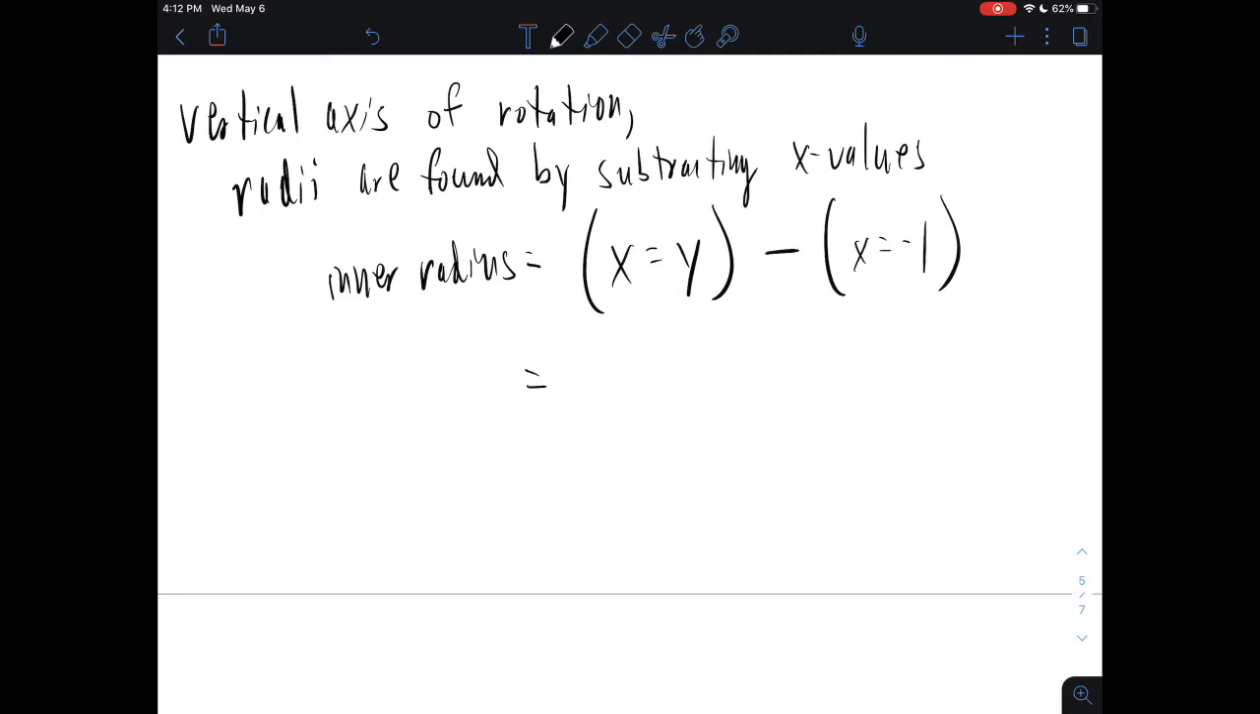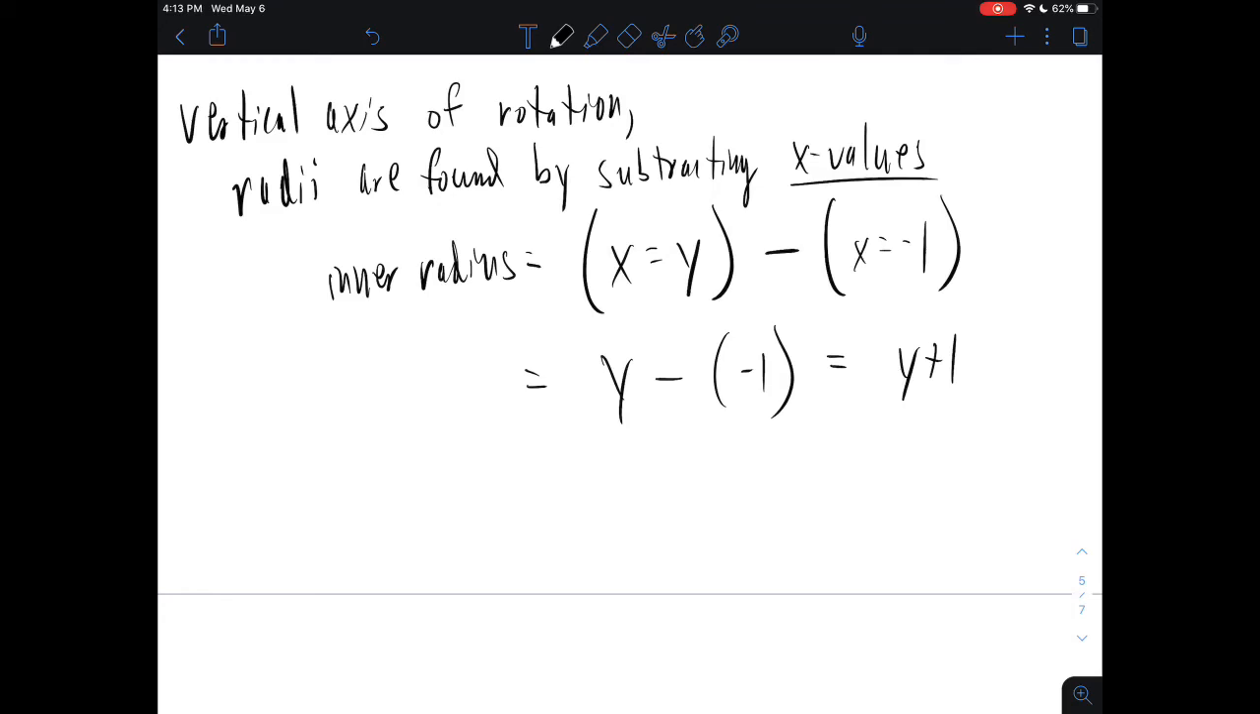So this gives me y minus -1, which is just the same thing as y plus 1. So see how logically this is the same idea as the previous example, but since the axis has changed to vertical instead of horizontal, now I'm finding radii using y values, since y is the independent variable, to get some sort of expression for that. And I'm doing that by just subtracting what x is equal to.